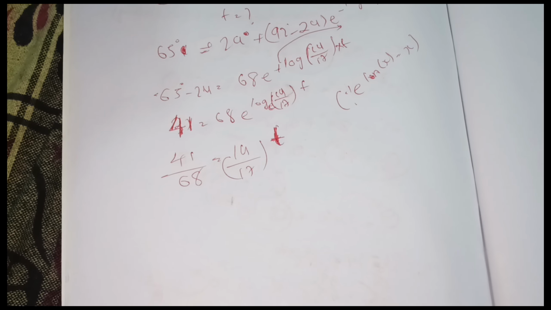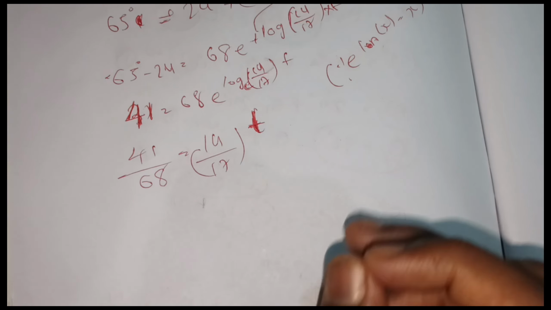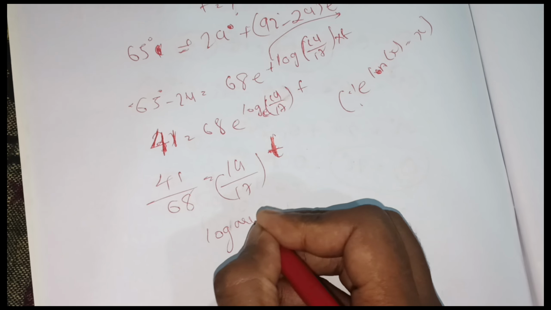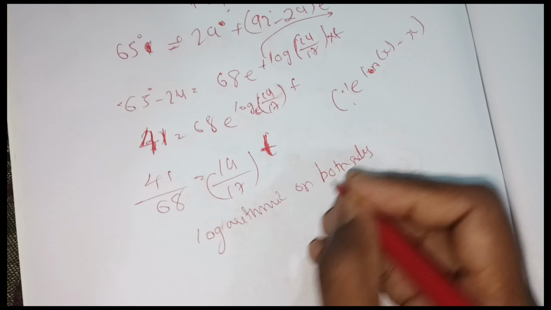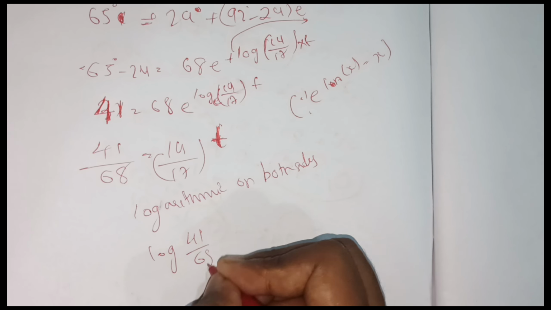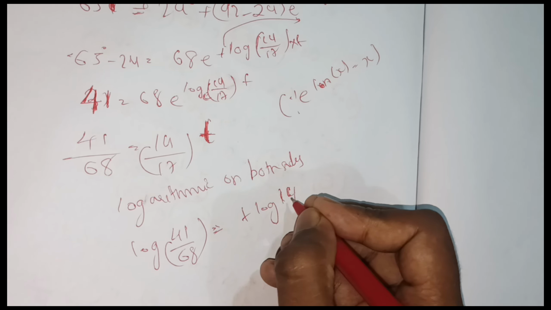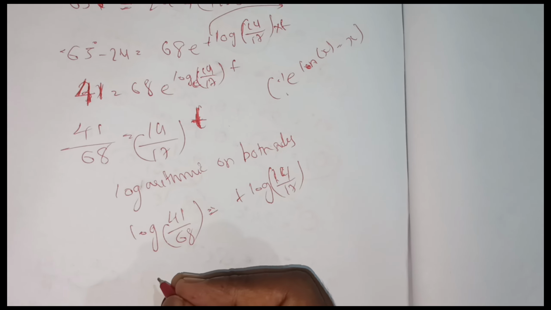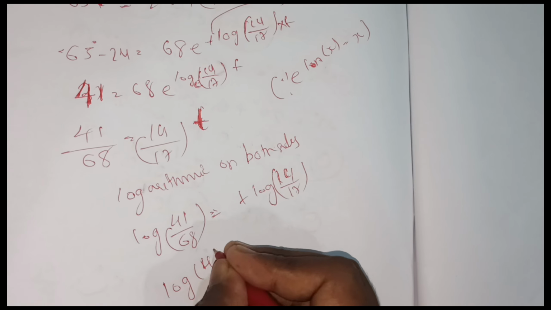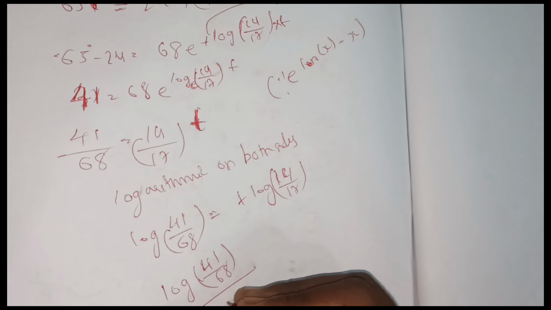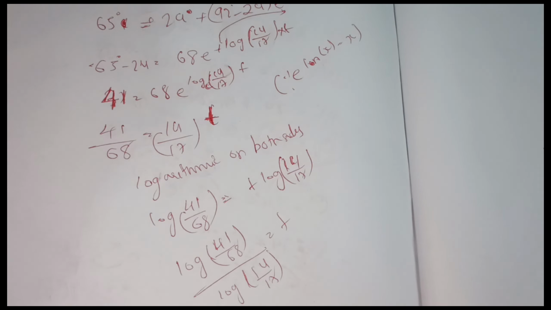After solving this you will get the answer. For solving these types of problems I will apply logarithms on both sides. On both sides it becomes log 41 by 68 equals t log 14 by 17. So t equals log 41 by 68 divided by log 14 by 17. By calculating it in the calculator you will get the answer.